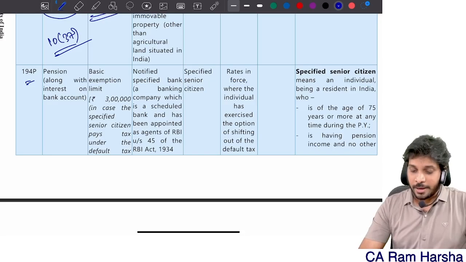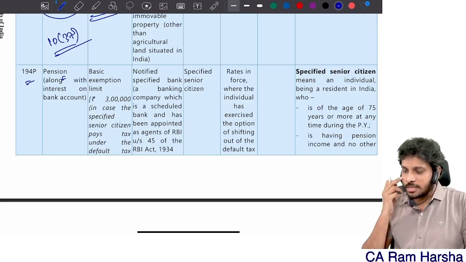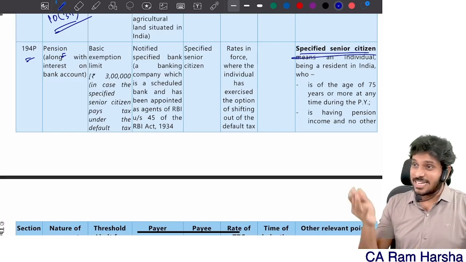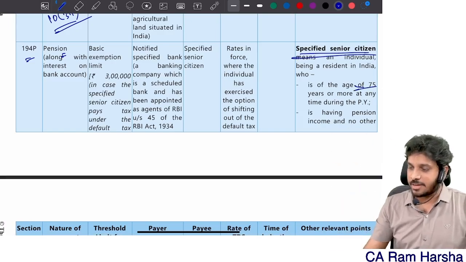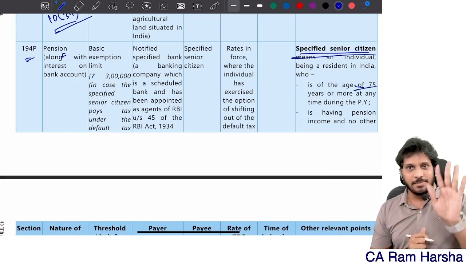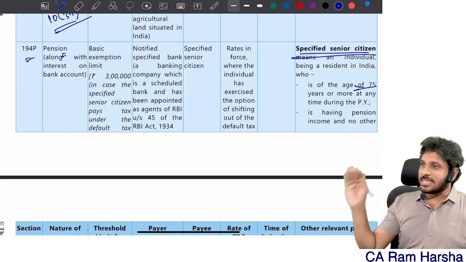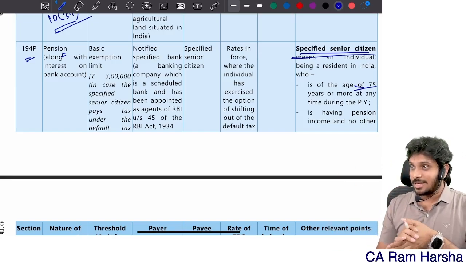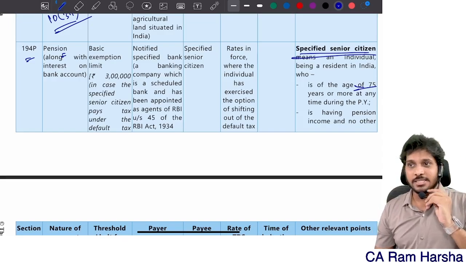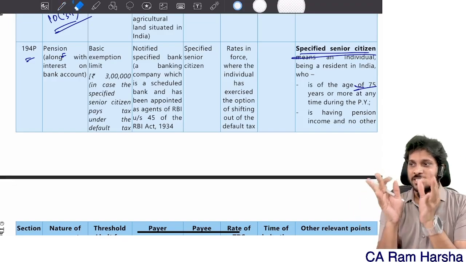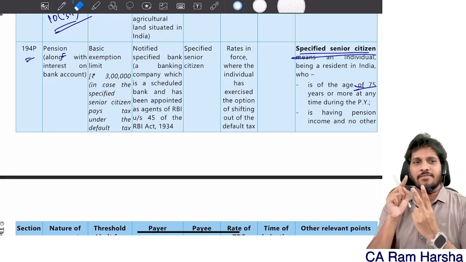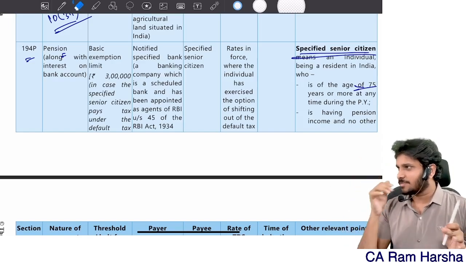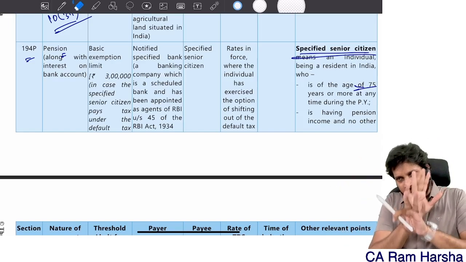Then 194P, pension. Here actually there is a concept called specified senior citizen. For this purpose, the section brought another age limit, that is 75. Generally senior citizen means 60 and above. Super senior citizen means 80 and above. Here it is specified senior citizen. This person has only pension income, plus he has interest income with only one bank. He doesn't have any other income.